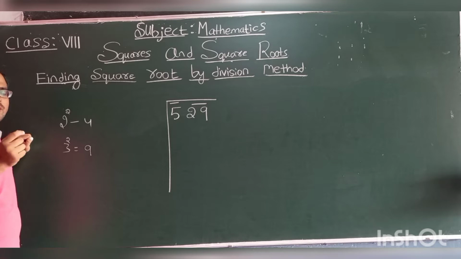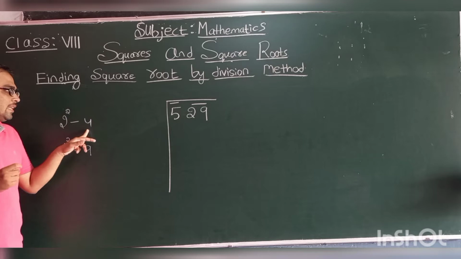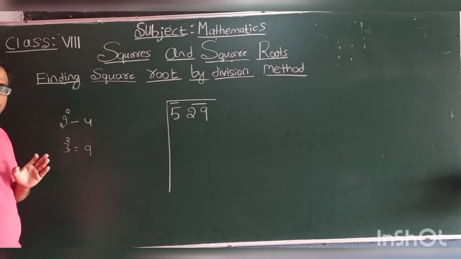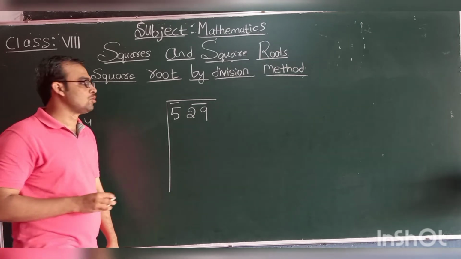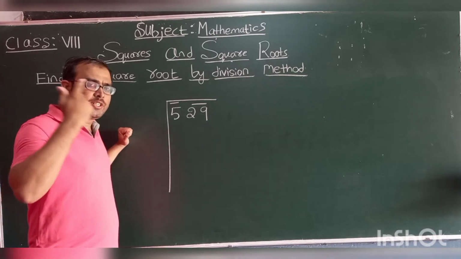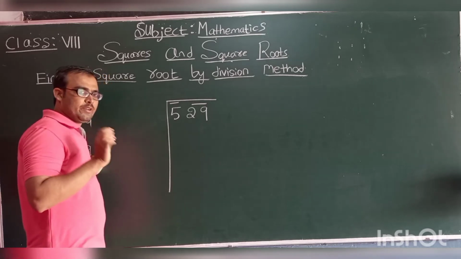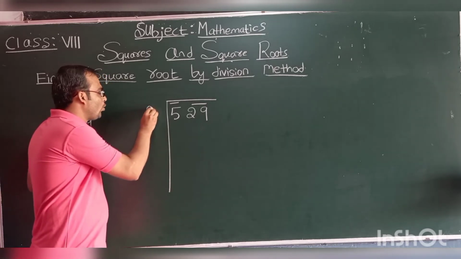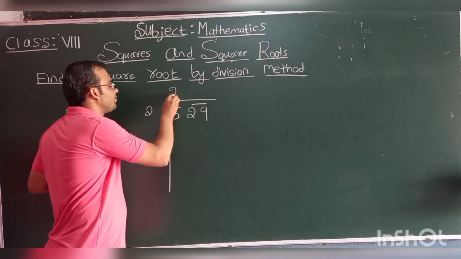We need to find the largest number whose square must be equal to or less than the dividend. As the dividend here is 5, and 4 is less than 5, we can consider the largest digit as 2. Now the digit which you have taken, the same digit you need to write in the quotient part. So here I have taken 2 as a divisor, and you need to take the same digit as a quotient.